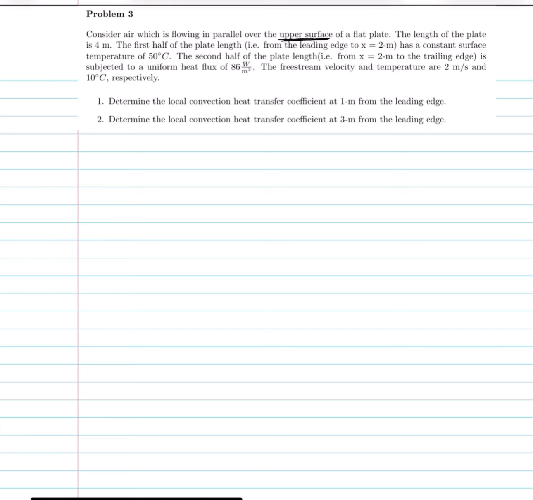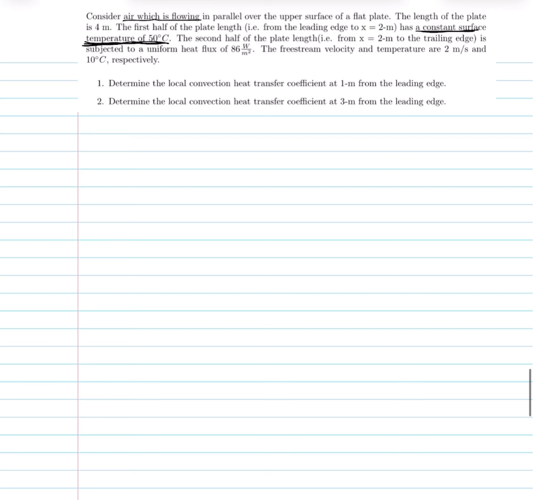But surface temperature does equal ambient temperature at the edge of the plate. So problem number 3: consider air flowing parallel over the upper surface of a flat plate. The length of the plate is given, and the first half of the plate has constant surface temperature, and the second half of the plate has constant uniform heat flux. And this is a forced convection problem because we have air flowing.